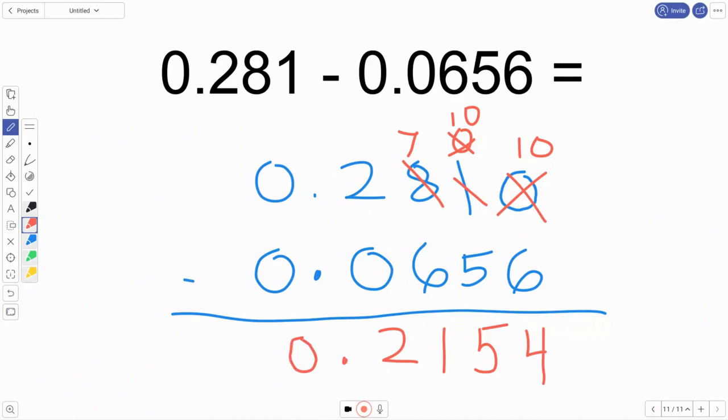Okay, so it's just like adding whole numbers, only you got to make sure you line up those decimals and you will be golden. Now you're going to go to formative.